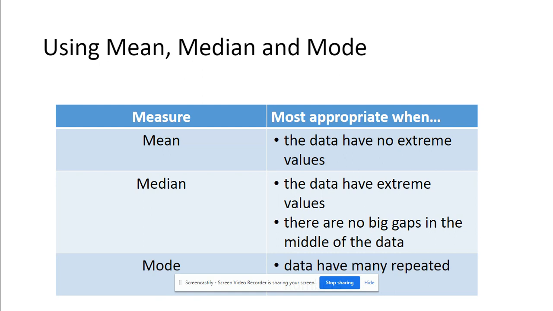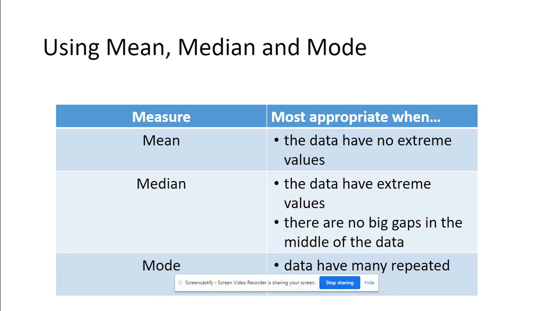The median is the best measure if the data does have extreme values. So if there's some numbers that are just kind of outside of a cluster, then that would be a good time to use the median. So if there ends up being extreme values, or there are no big gaps in the middle of the data.